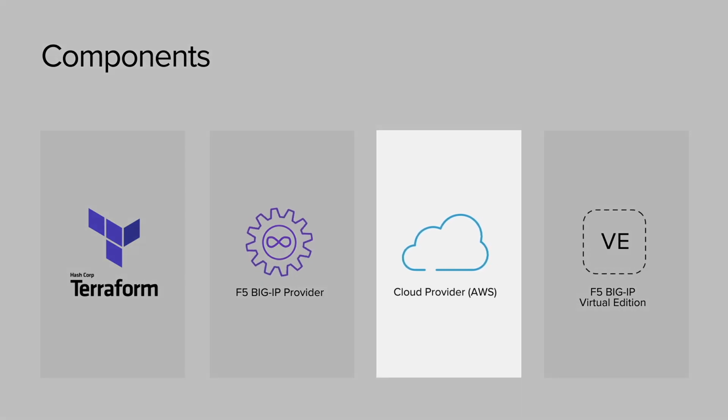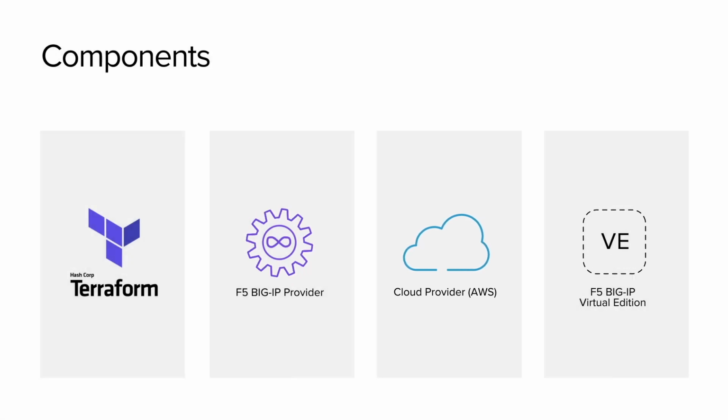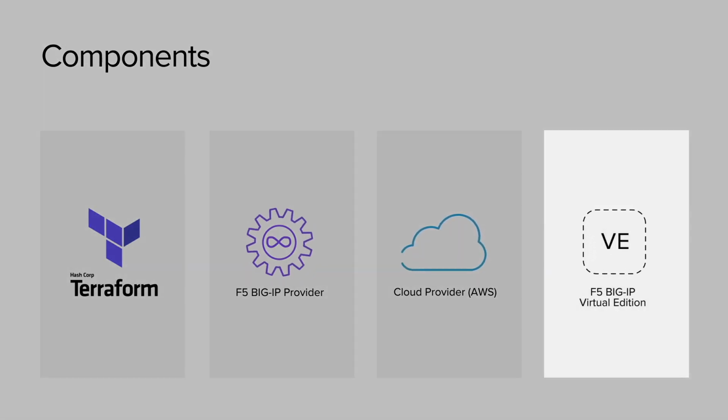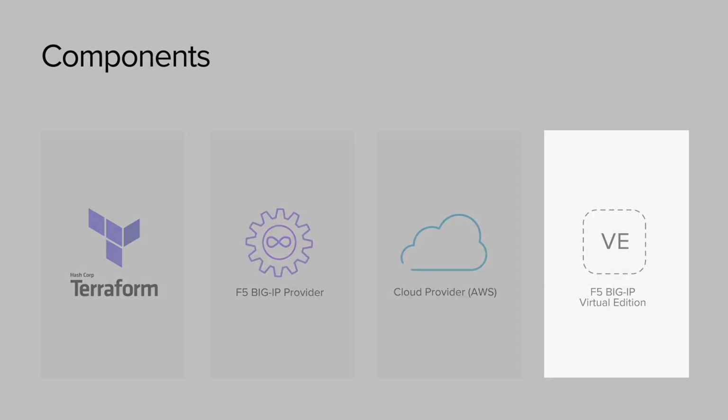For this demo, AWS is used as our example cloud provider. Please note that this is just an example, and the same can be achieved across any cloud using the same Big IP provider. Similarly, we're using Big IP Virtual Edition. The same Big IP provider can be used to configure Big IP in any form factor like physical appliances, chassis, and vCMP guests. Here is the workflow that we'll follow in this demonstration.